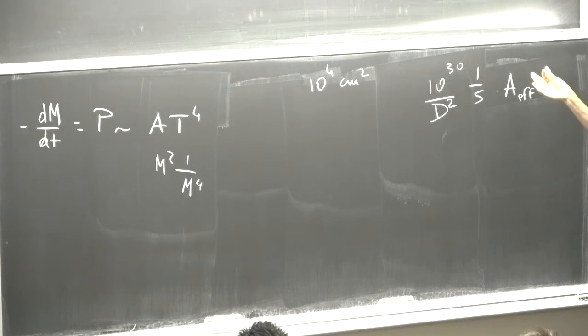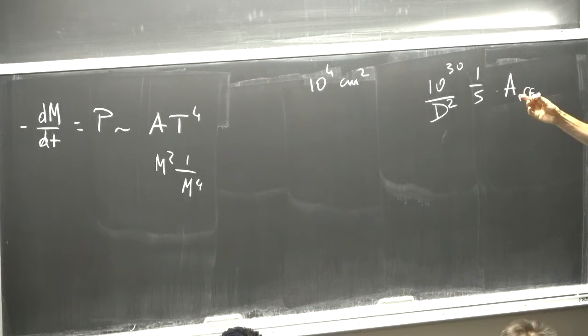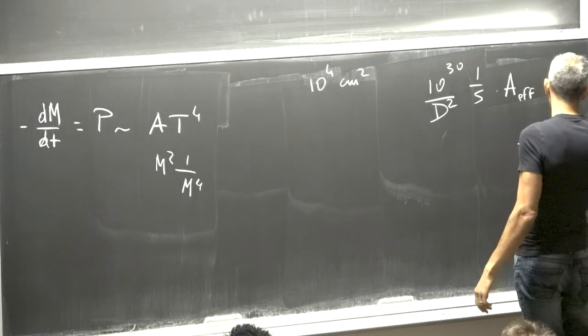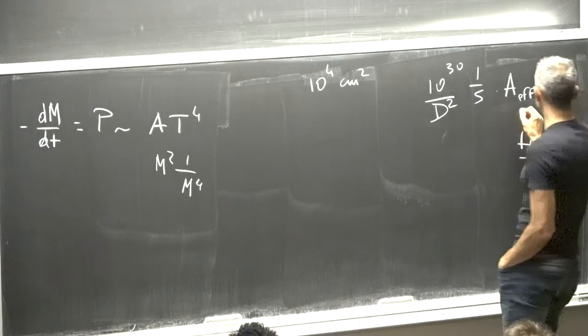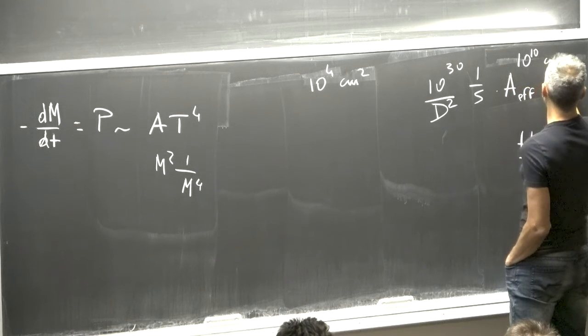Water Cherenkov detectors are really large. There's this huge swimming pool in Mexico that is instrumented with little photomultipliers called HAWC. And HAWC is like a kilometer-size detector. So let's see, a kilometer is how many centimeters? 10 to the 5, squared. Let's say 10 to the 10 to be really generous. Okay, let's say that this is 10 to the 10 centimeters squared.